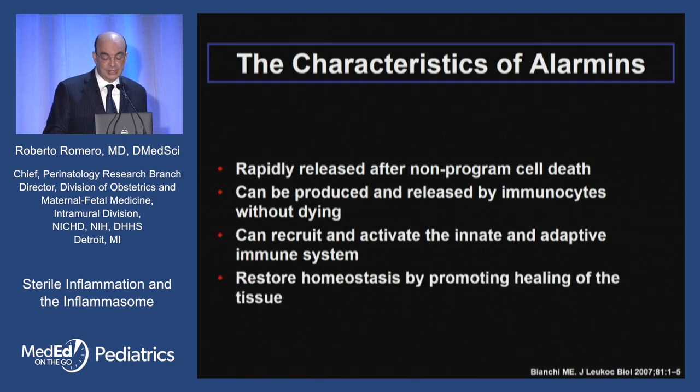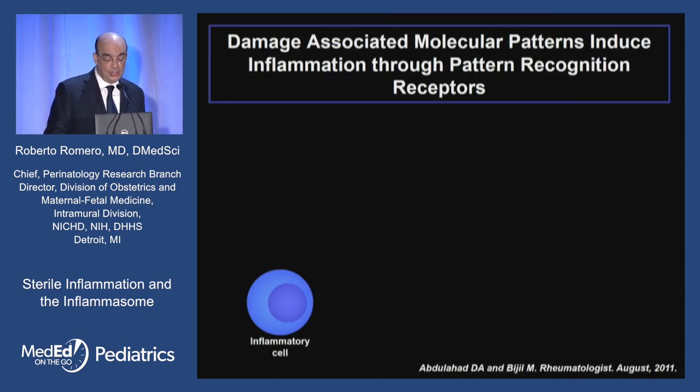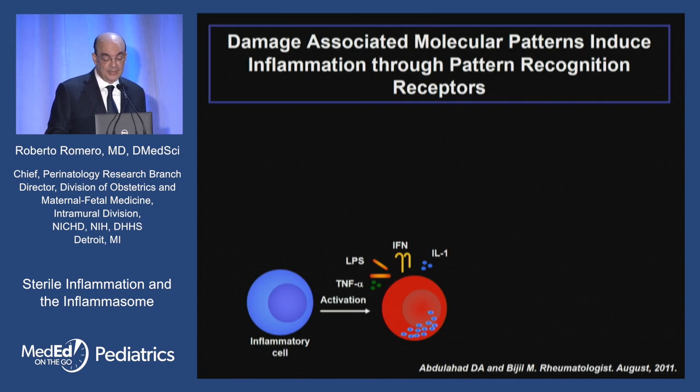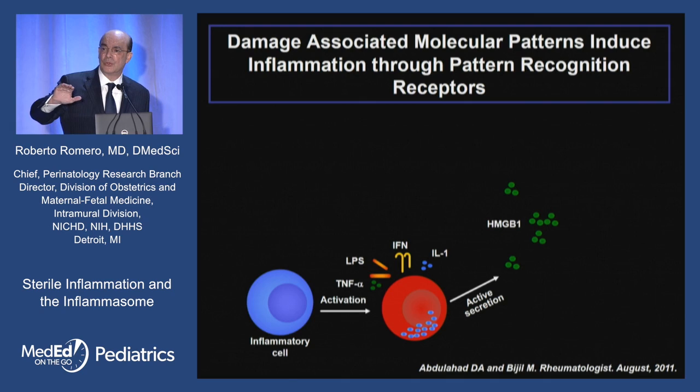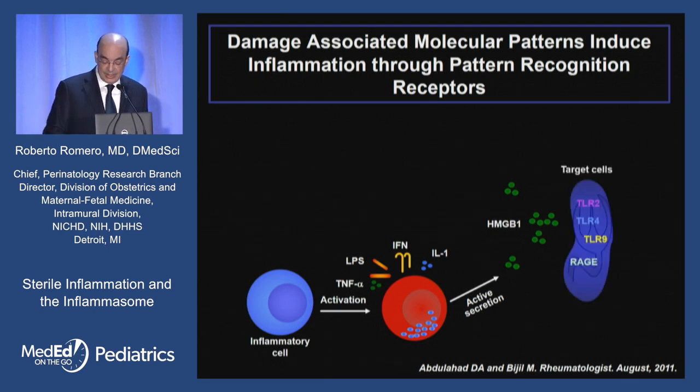And they restore homeostasis by promoting healing of the tissue. So it's intended to be a homeostatic phenomenon. But as with everything in the human body, when we have excessive sterile inflammation caused by alarmins, that causes harm. So here is an inflammatory cell that can be activated by microbial products such as endotoxin, or cytokines such as interferon gamma, TNF-alpha, or IL-1, and then they induce the production of alarmins. The prototypic alarmin is HMGB1, and this in turn would activate target cells.